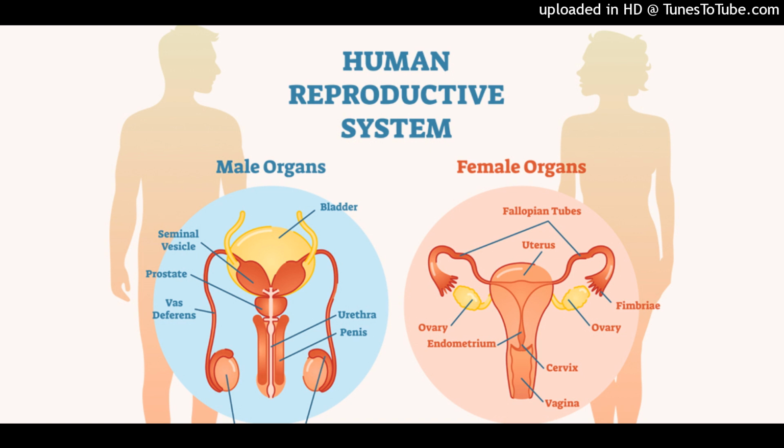Secretory phase. The secretory phase occurs during the last half of the ovarian cycle as the uterus is prepared to receive a fertilized ovum. The endometrium continues to thicken under the influence of estrogen and progesterone from the corpus luteum, reaching its maximum thickness of 5 to 6 millimeters.